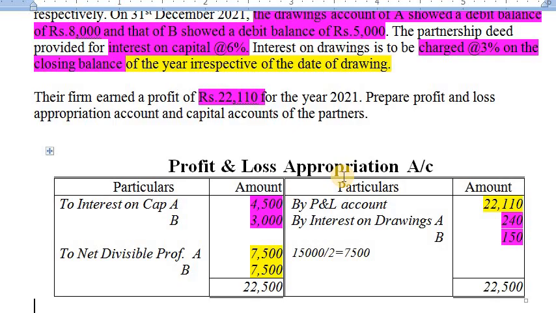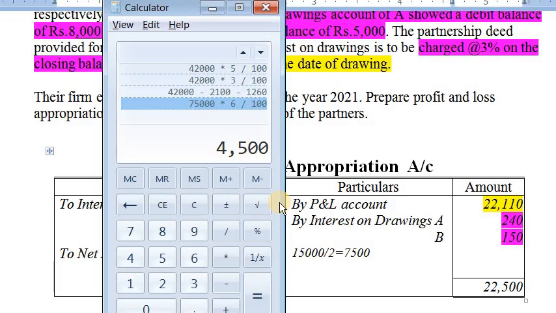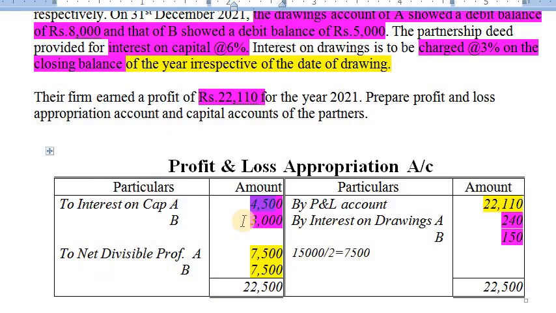First, interest on capital. We will start with the appropriation first. Interest on capital is allowed on the opening capitals, 6%. 6% on 75 and 50,000. 6% of 75,000 into 6 by 100 is 4,500, and on 50,000 it is 3,000. So 4,500 and 3,000, that's enough.